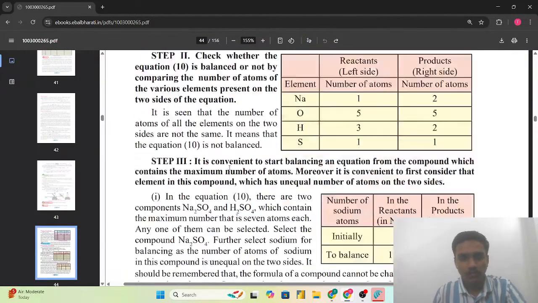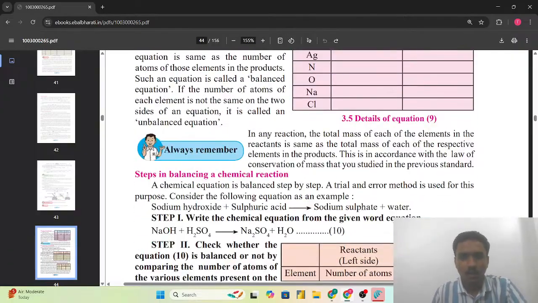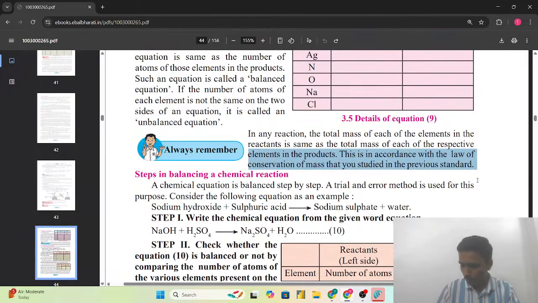So now let's see forward. In any reaction, the total mass of each of the elements in the reactant is the same as the total mass of each of the respective elements in the product. This is in accordance with the law of conservation of mass that you studied in the previous standard. That only I have told you already about this law of conservation of the mass.